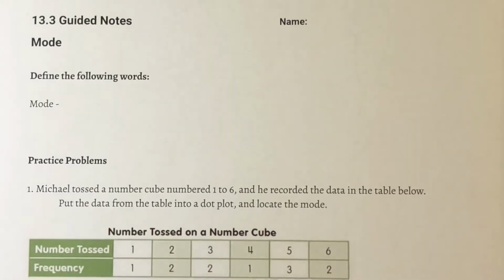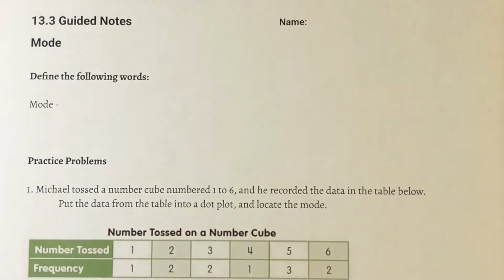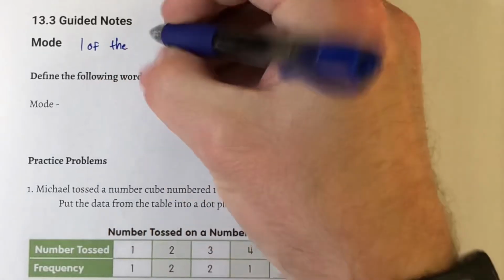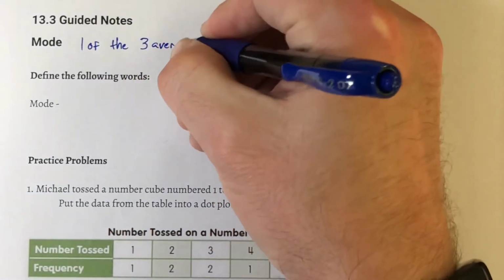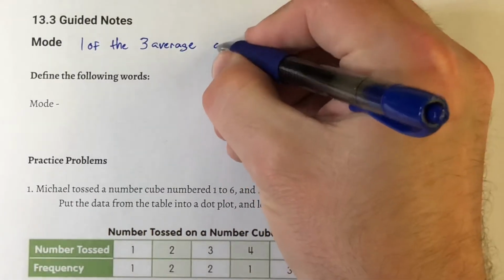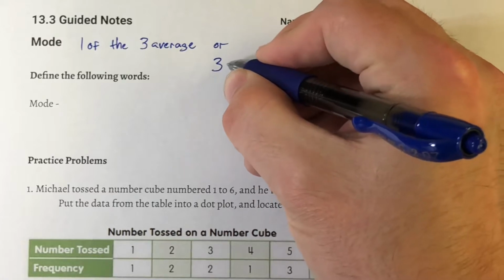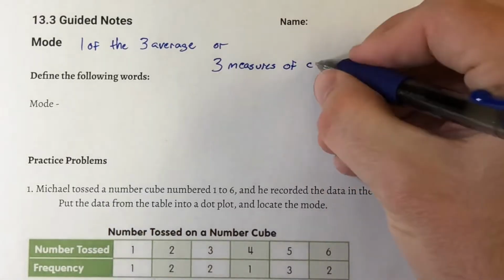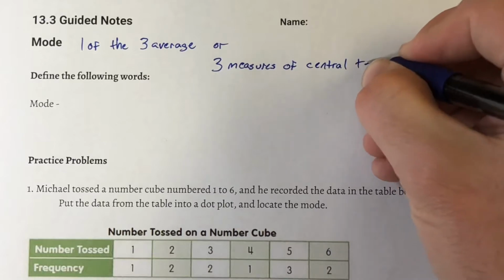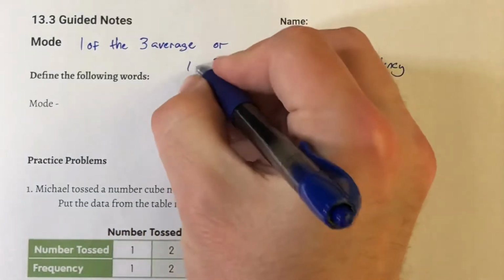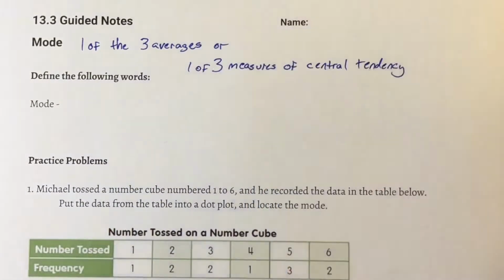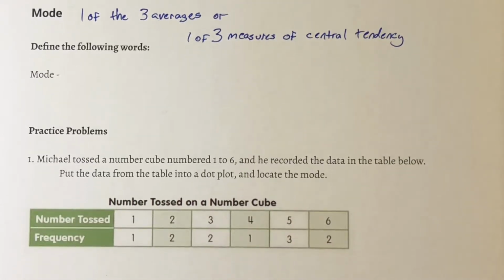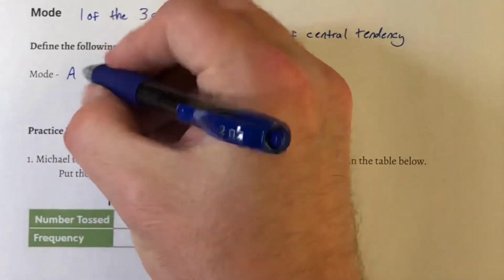So today we're going over 13.3, mode, the number that occurs the most. Mode is one of the three averages, mean, median, and mode, and it's also referred to as one of the three measures of central tendency. So one of the three averages, or one of three measures of central tendency.